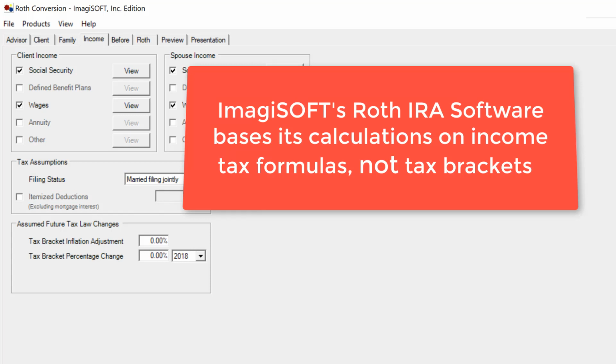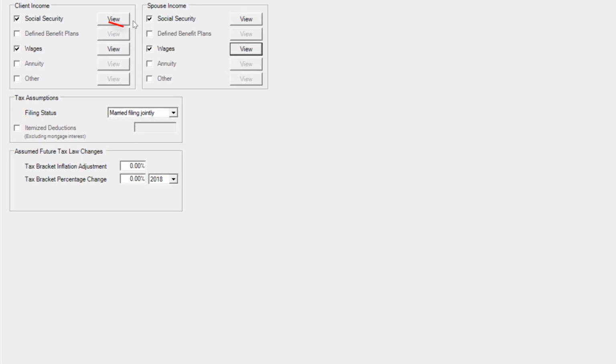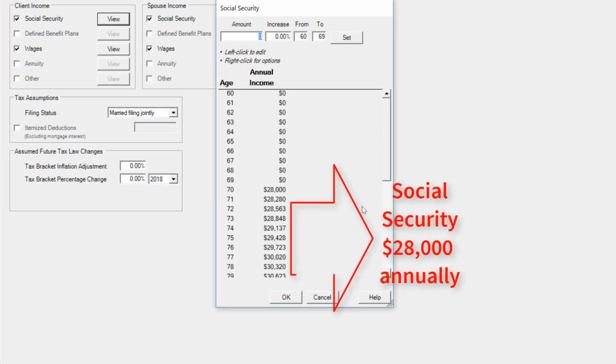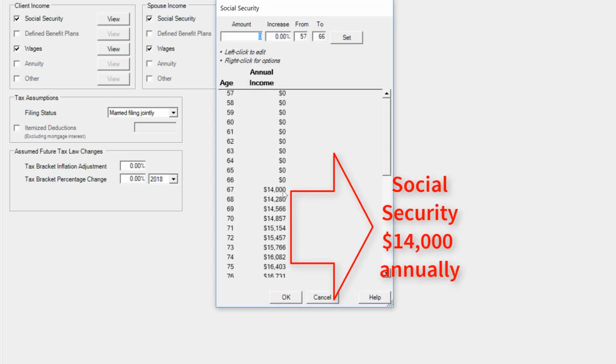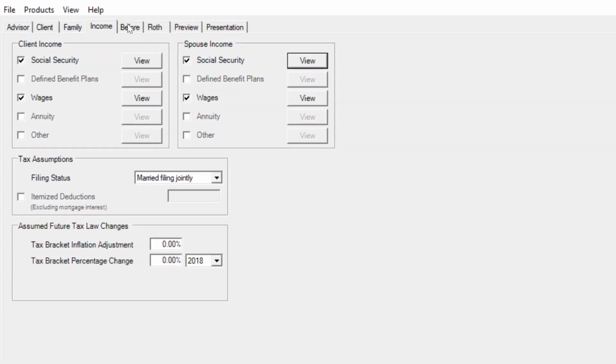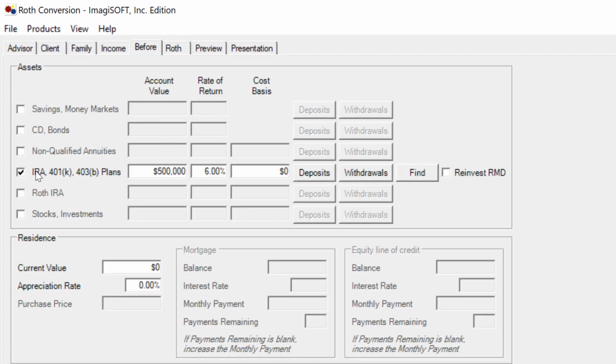Now, one of the big differences between our software and other software is we do not use tax brackets. We use actual income tax formulas. At age 70, he starts taking his Social Security, $28,000 a year. She starts taking her Social Security, $14,000 a year. We look at the Before tab, and we've input an IRA asset, $500,000, earning 6% return. Now, as you can see, you can put in other assets, and you can make this extremely complicated. I'm trying to make this as simple as possible.